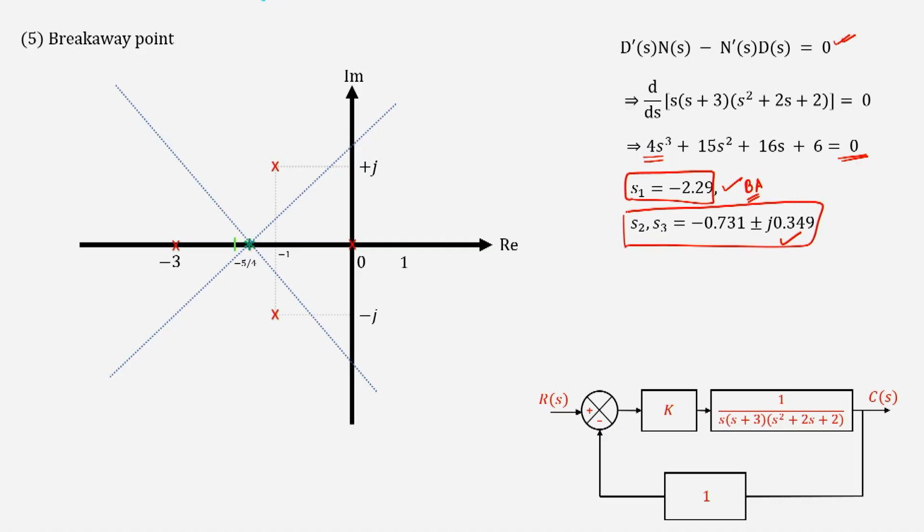Now, what about these two? Minus 0.731 plus j 0.349 will be somewhere around here. Okay, somewhere at this point you have minus 0.731 plus j 0.349. Similarly, somewhere at this point you have the other conjugate. Now, is this point a breakaway point? For that you have to check whether this point lies on the root locus. How do we check whether a point lies on the root locus or not?